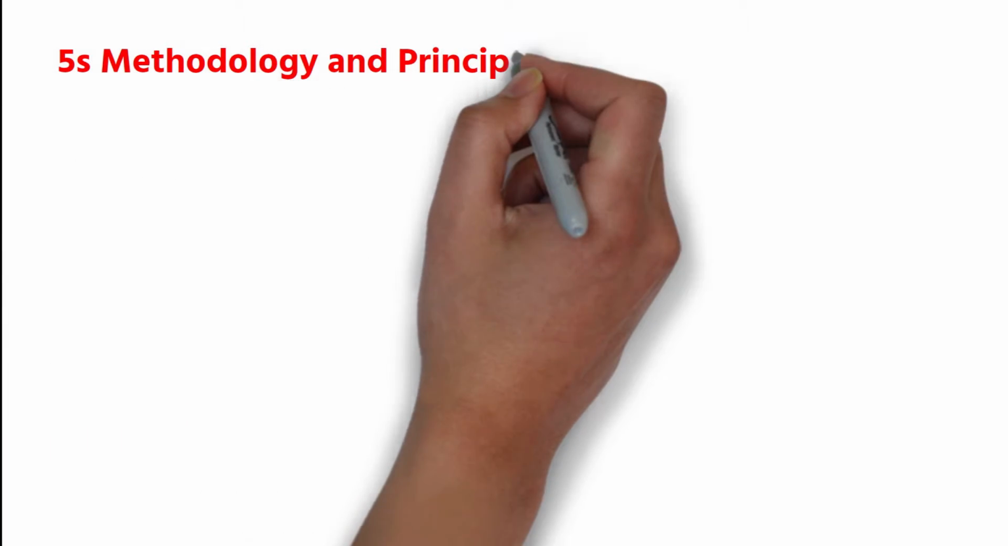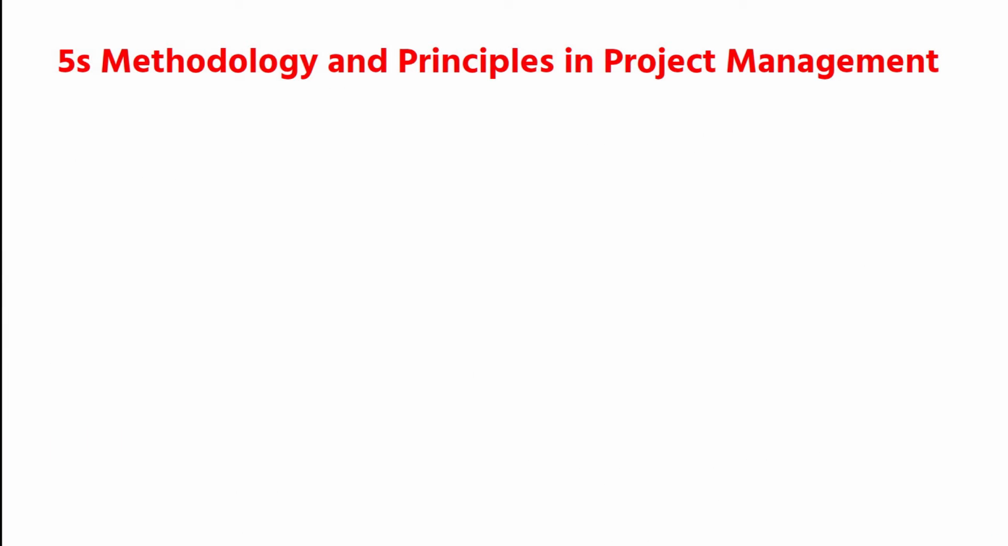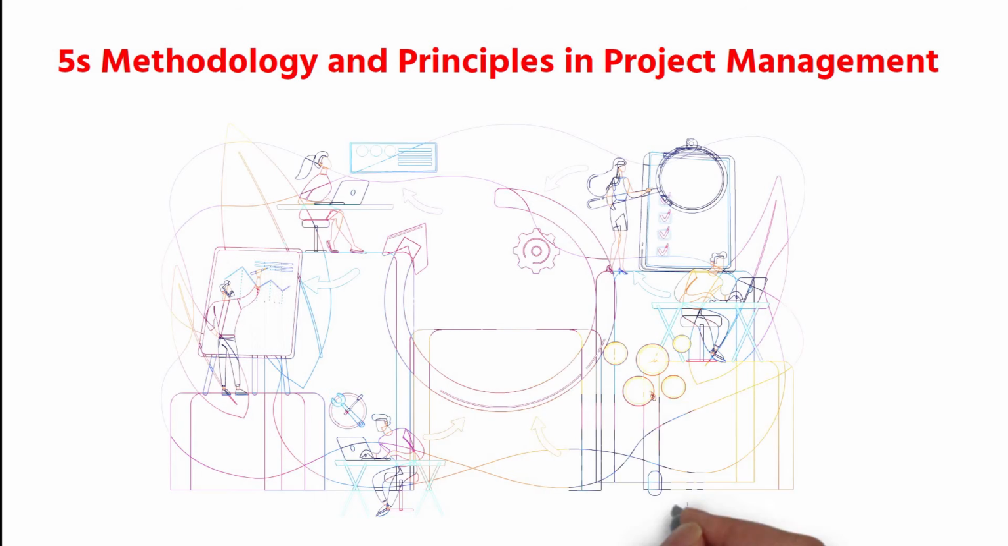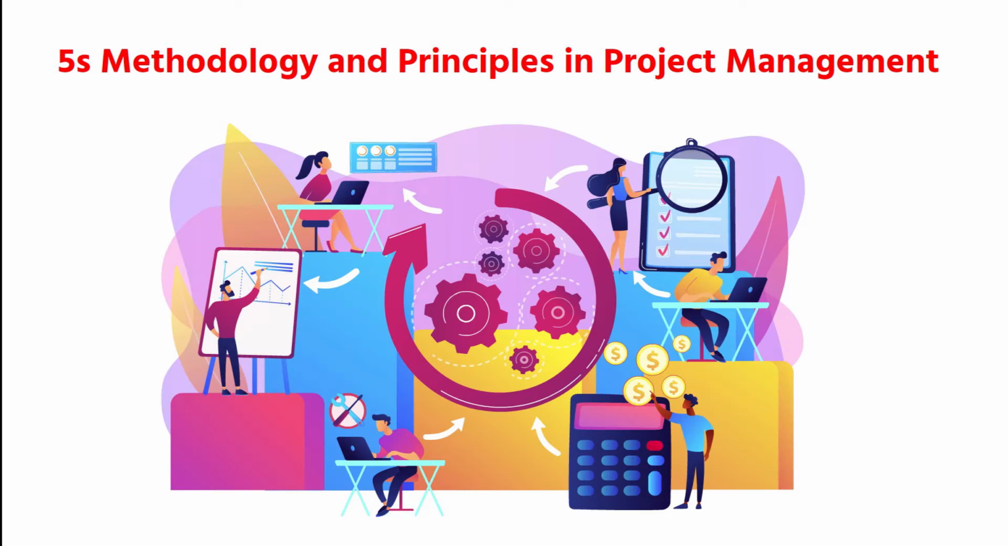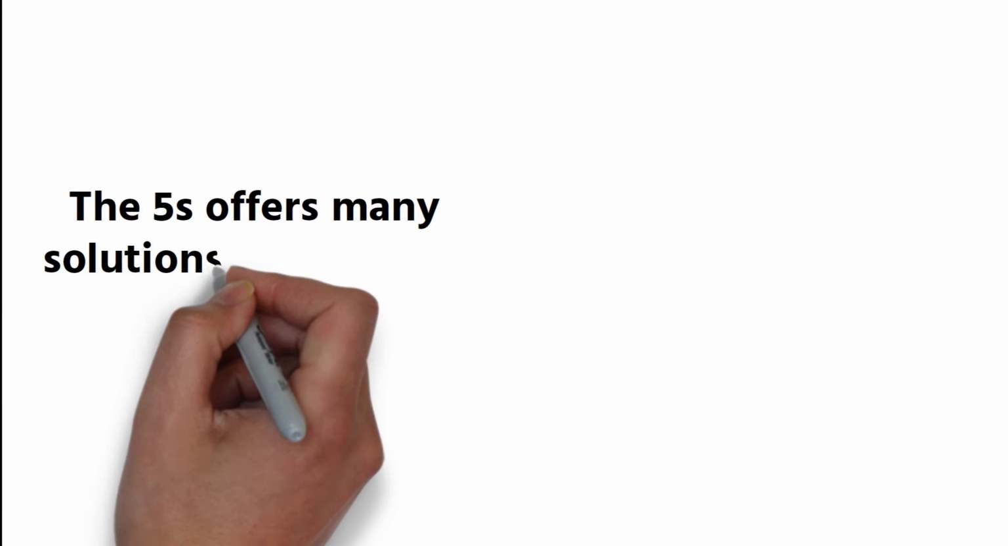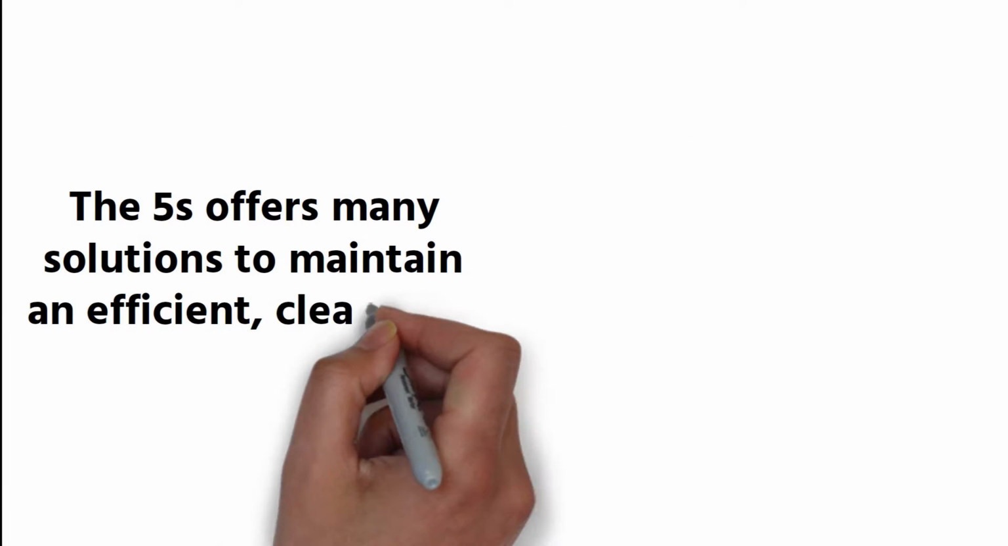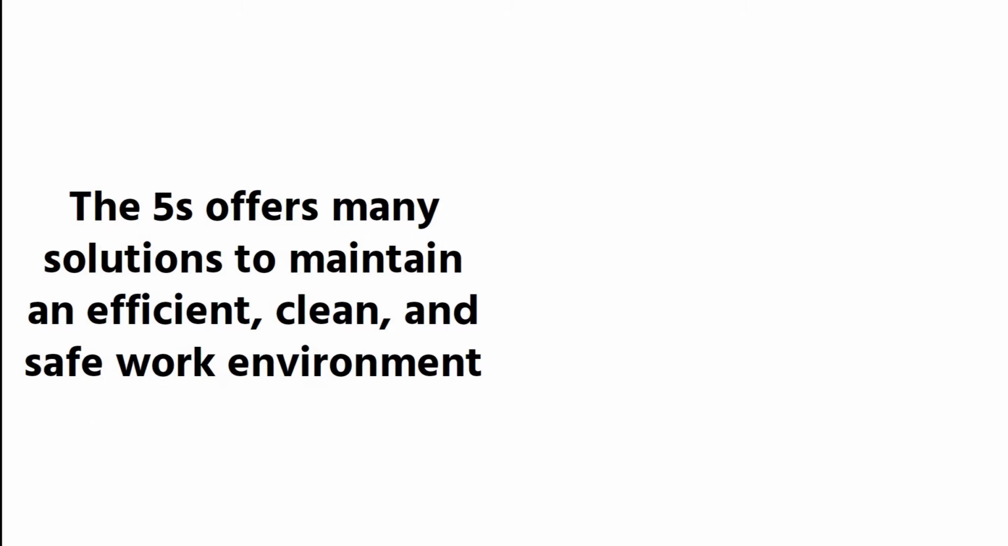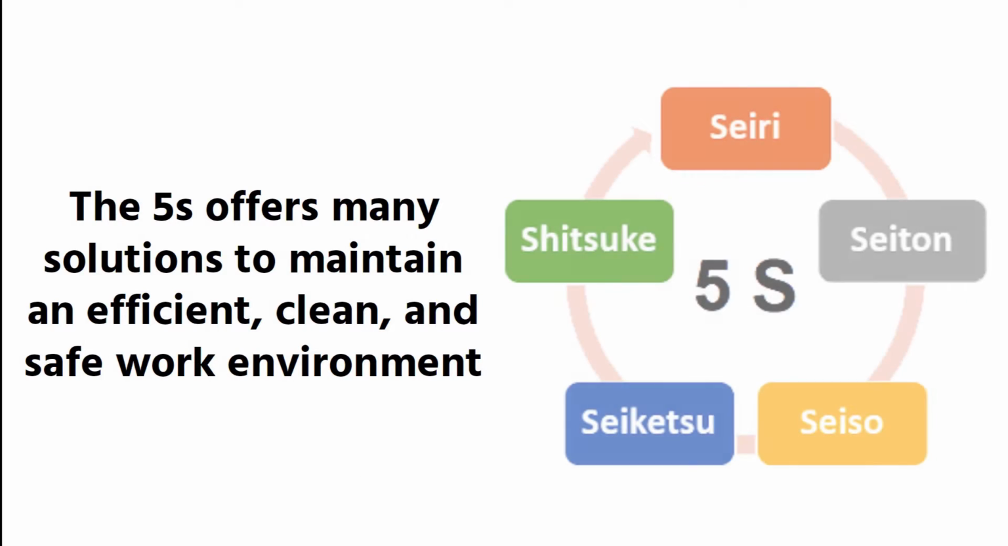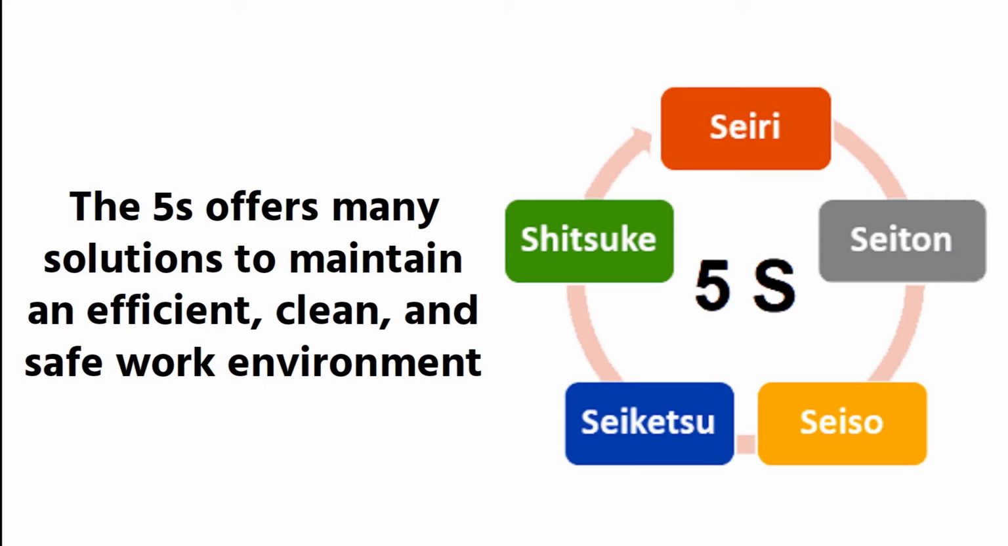5S methodology and principles in project management. 5S methodology can be used to organize the production system to create products by using less time and costs. The 5S offers many solutions to maintain an efficient, clean, and safe work environment. It has 5 phases which use a list of 5 Japanese words: Seiri, Seiton, Seiso, Seiketsu, and Shitsuke.